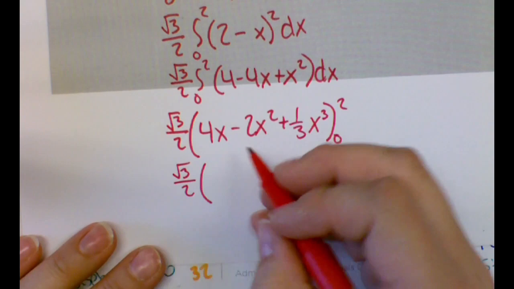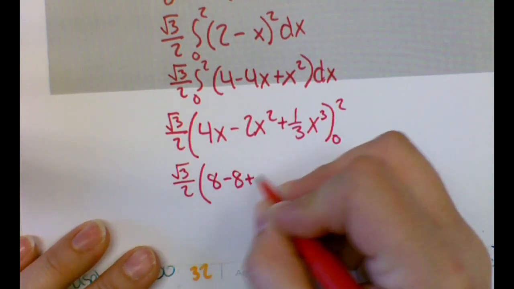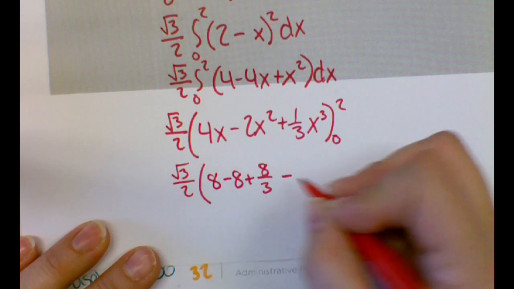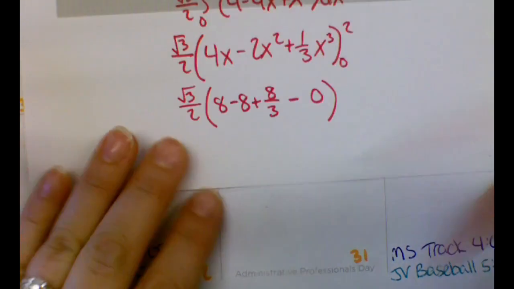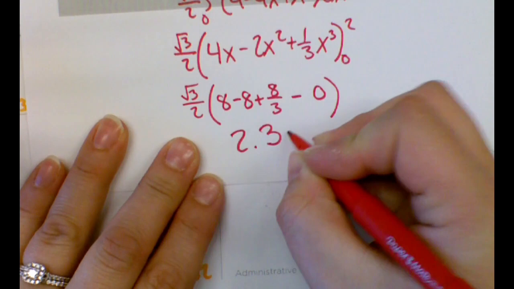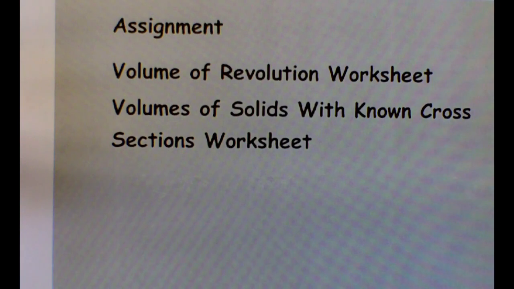All right, if I plug in 2, I get 8 minus 8 plus 8/3. And then if I plug in 0, I just get 0. So I really have 8/3 times square root 3 over 2. Type that in my calculator. And my volume is about 2.309. All right, now you'll have a worksheet to practice all this.